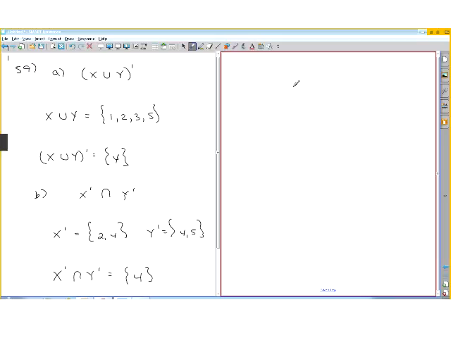So the conjecture in this case is that X union Y, take the complement of that set, is equal to X complement intersected with Y complement. So that's the conjecture. I don't know whether it's true or not, but for that particular case, it is. Okay, so we're going to stop there.